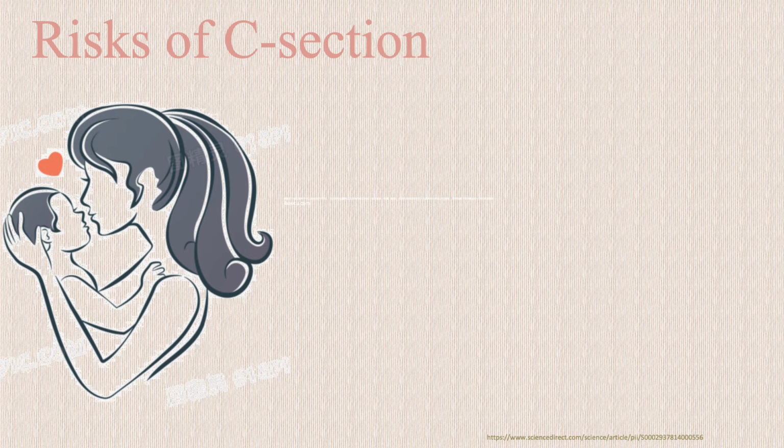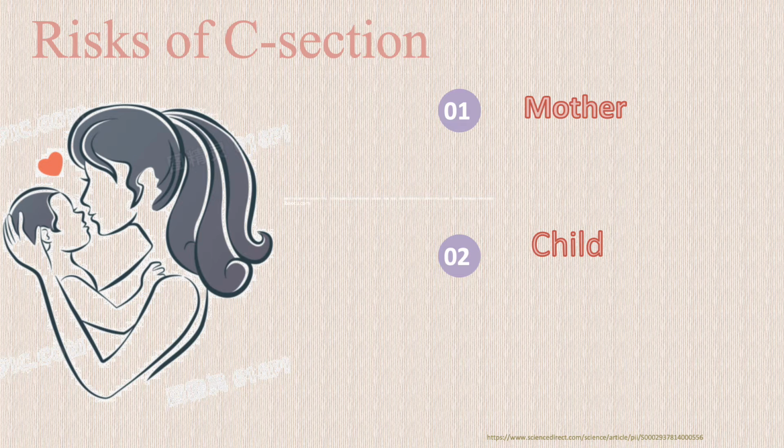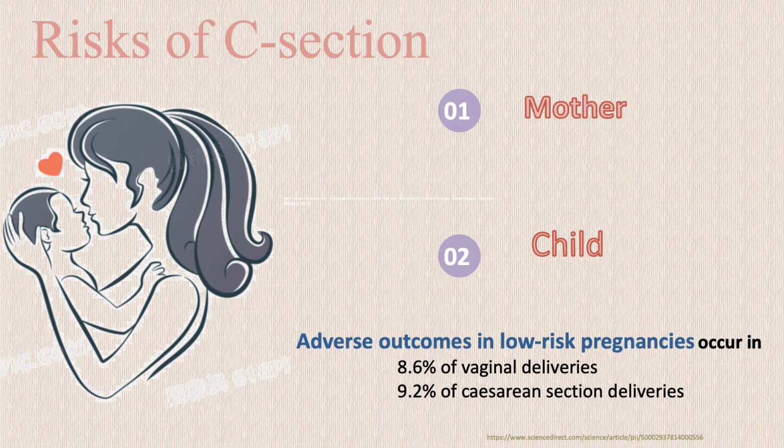Now let's talk about the risks of C-section. Firstly, we'll talk about the risks for the mother, and then the risks for the child. Research showed that adverse outcomes in low-risk pregnancies occur more frequently in cesarean section deliveries, at 9.2%. However, in vaginal deliveries, it is 8.6%.